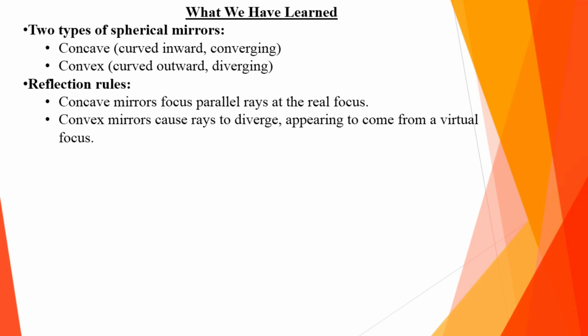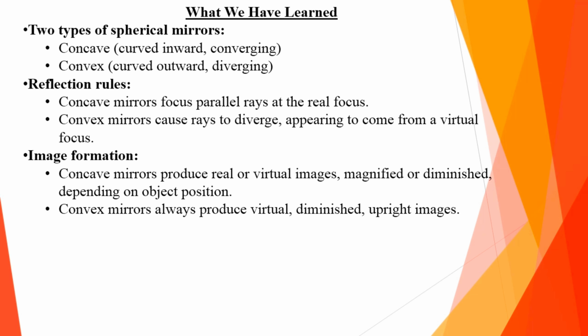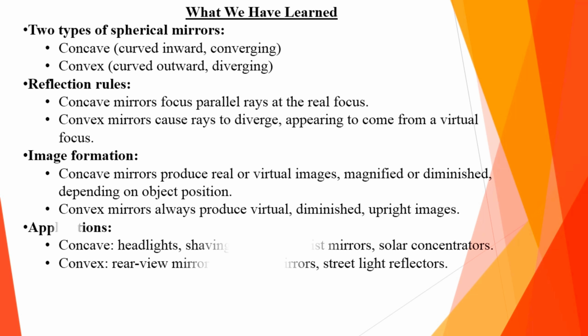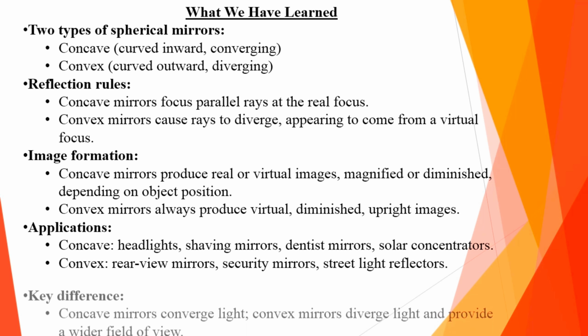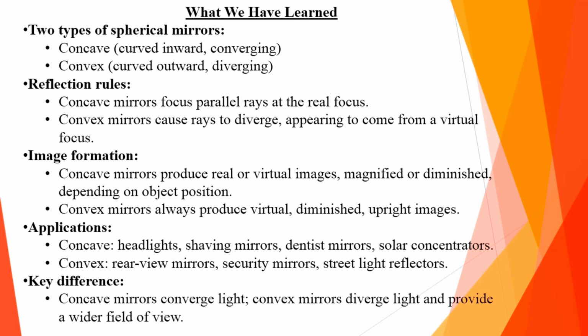The image formation: the concave mirror produces real or virtual images, magnified or diminished depending on the object position, whereas convex mirror always produces virtual, diminished, upright images. Applications: concave mirrors are used in headlights, shaving mirror, dentist mirror, solar concentrator, whereas convex mirrors are used as rearview mirrors, security mirrors, and streetlight reflector. So what is the key difference? Concave mirror converges light, whereas convex mirror diverges light and provides a wider field of view.